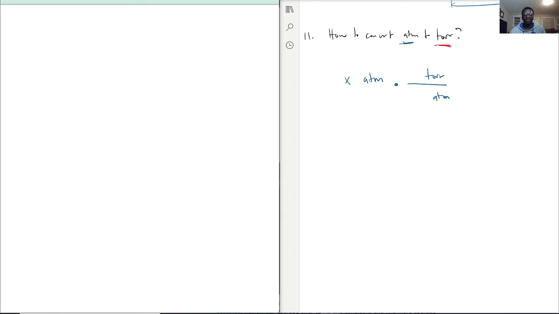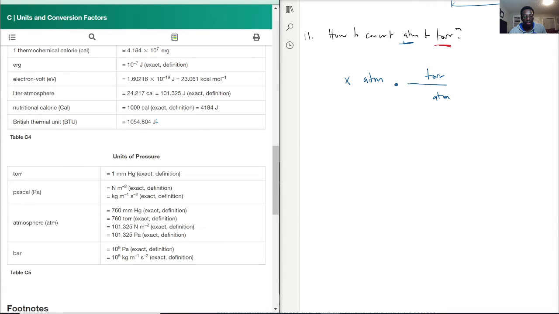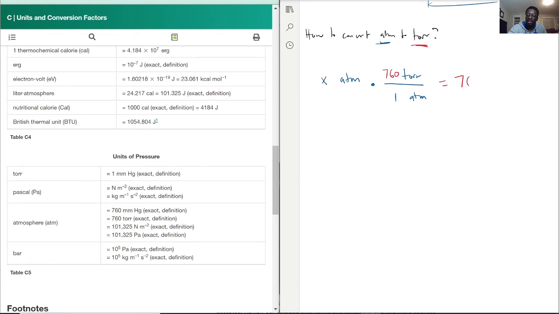I always like to have a list of conversion factors that are commonly used in chemistry and physics. So with this being said, it is opening. There we go. Units of pressure. 1 ATM is equal to 760 torr. So that's 1 ATM down here, and it's going to be 760 torr. So X ATM is going to be 760 X torr. And that is our answer there.